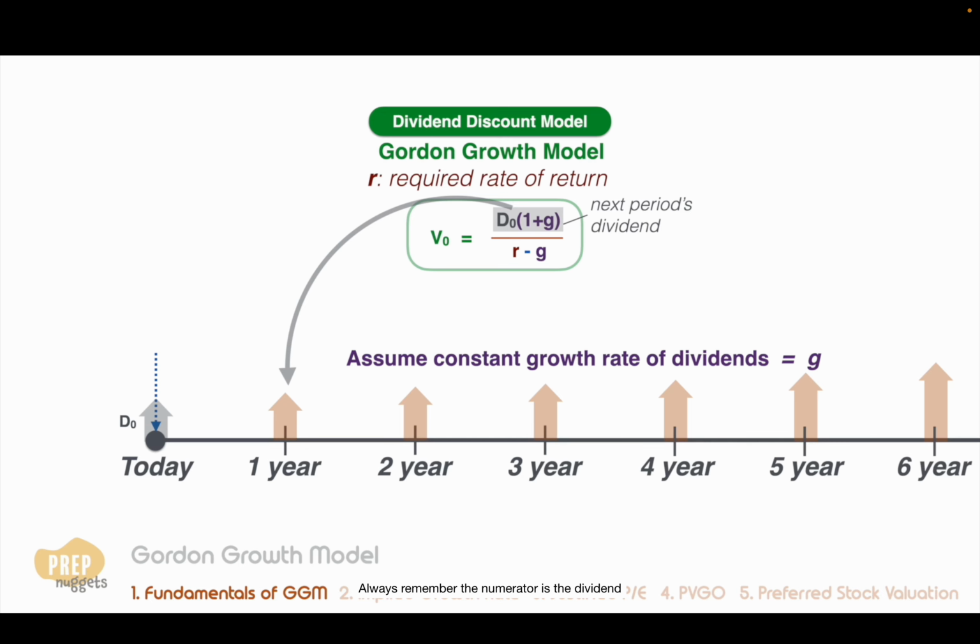Always remember the numerator is the dividend for the following year, which you have to multiply D0 by the growth rate to estimate it. Some candidates will just use the most recent dividend as the numerator, which I'm sure will be one of the choices in the exam to trick you. Alternatively, if the dividend for the next period D1 is known, simply use it as the numerator.